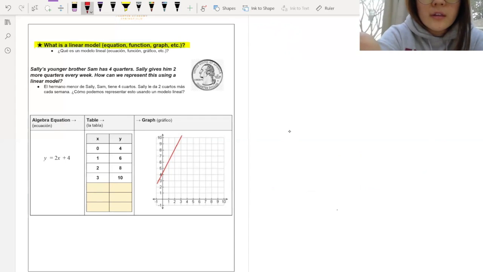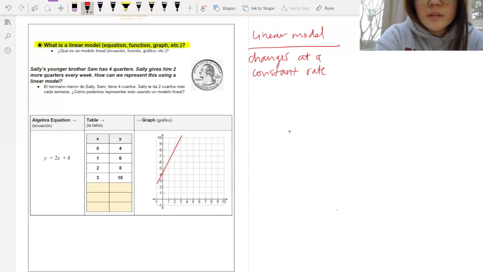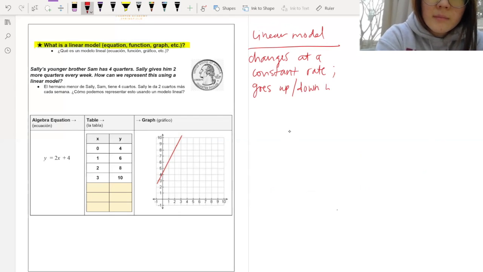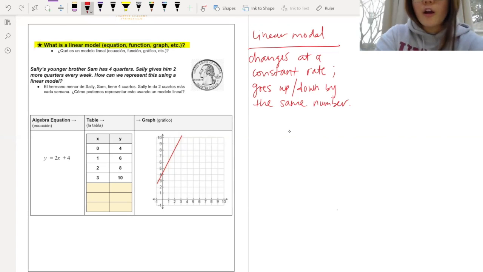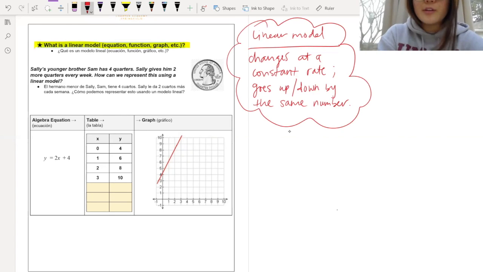So our linear model changes at a constant rate, which means it goes up or down by the same number for our variables. I'm going to make a little cloud around that to make it look cute.